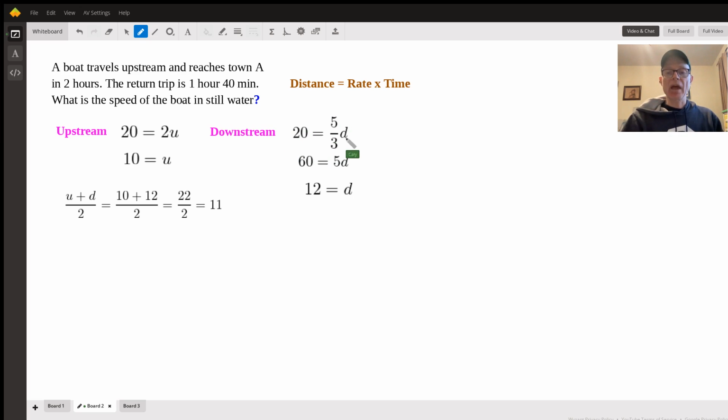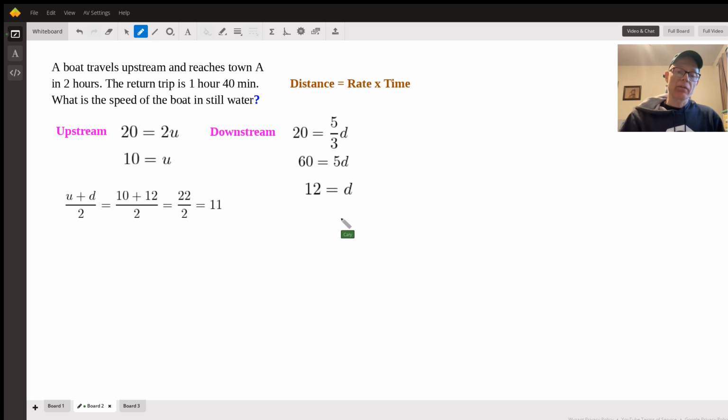Now, once we have that equation, distance, rate, and time, what we can do to solve this is start by multiplying both sides by 3, since we're dividing by 3 on that side. And this becomes 60 equals 5D. And then we can divide both sides by 5, and we get 12 equals D.